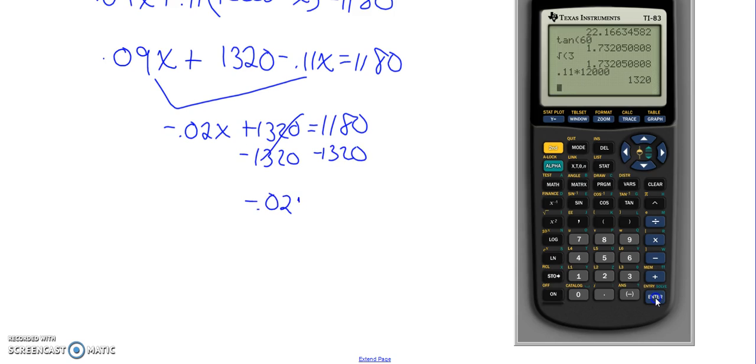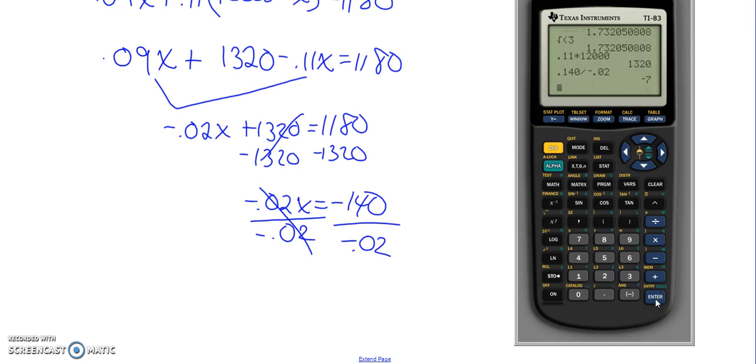Negative 0.02x equals negative $140 divided by negative 0.02. So now I'm just solving for x. And if I have negative 140 divided by negative 0.02, I'm going to get, oh, I forgot a negative sign, so that should be positive.